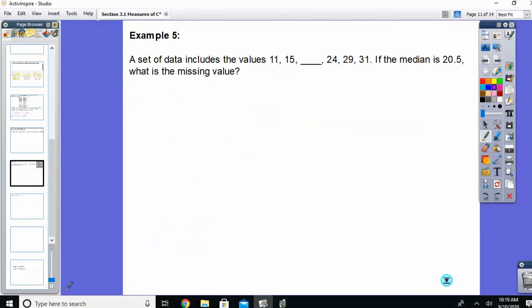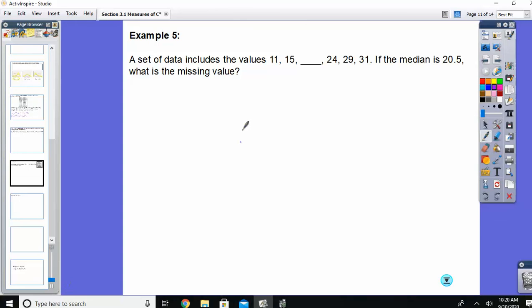All I want to do now is a couple examples and then I'm done. A set of data includes the values 11, 15, blank, I left out 1, 24, 29, and 31. The median is 20.5. Find the missing value. Oh, come on. This is an ACT question. Yeah, this is when I get it wrong every single time. Okay. Well, you guys are good at algebra, right?